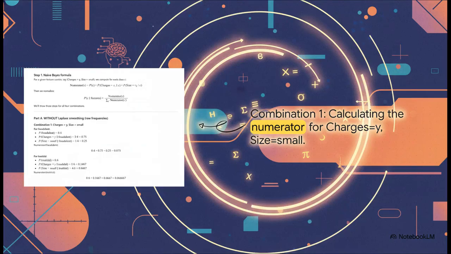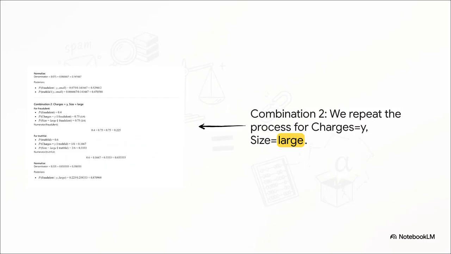So let's start with a specific scenario. Imagine we have a small company, and yes, charges were filed. To figure out the odds of this being fraudulent, we first look at the overall chance of any case in our data being fraudulent, which is 40%. Then we multiply that by the probability that these specific features, charges filed and small company, show up in other fraudulent cases. We do the exact same math for the truthful outcome, and then we just see which one is more likely.